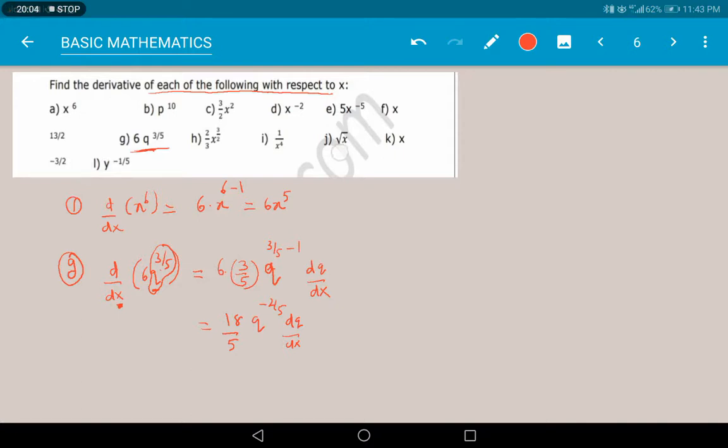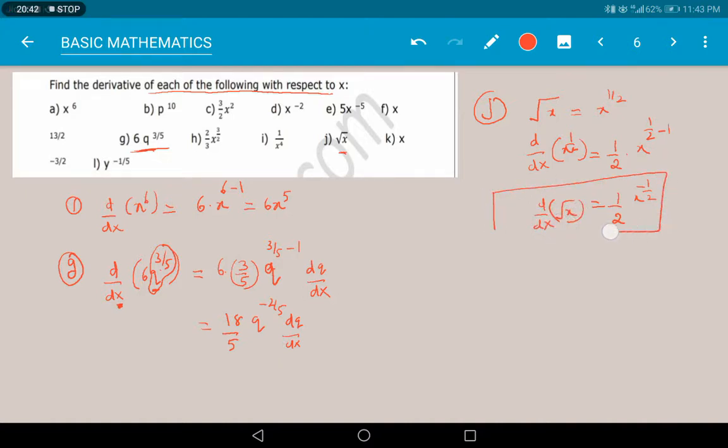Next, let us see this one. The rest is homework for you. You should do it and you can send it to me. So root x is nothing but x to the power of 1 by 2. Therefore d by dx of x to the power of 1 by 2 is 1 by 2 into x to the power of n minus 1, so 1 by 2 x to the power of minus 1 by 2. This is the derivative of root x. Okay, the remaining you can take as homework.